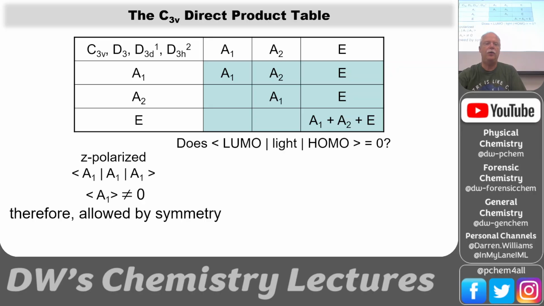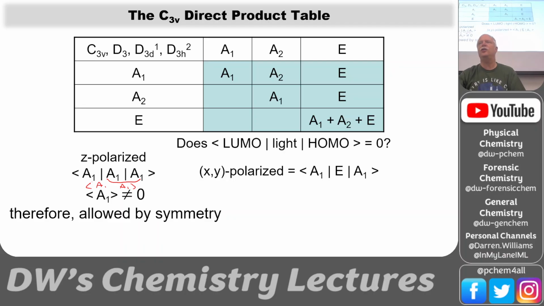And so let's do the Z polarized light. This was our setup from the previous screen. A1 times A1 gives A1. We bring this A1 down, and then A1 times A1 is A1. So it's all A1s. You're going to end up with A1 in the end, and so this is allowed by symmetry. Yay. So Z polarized light can come in and cause that electron to jump from the highest occupied to the lowest unoccupied molecular orbital. What about X or Y polarized light?